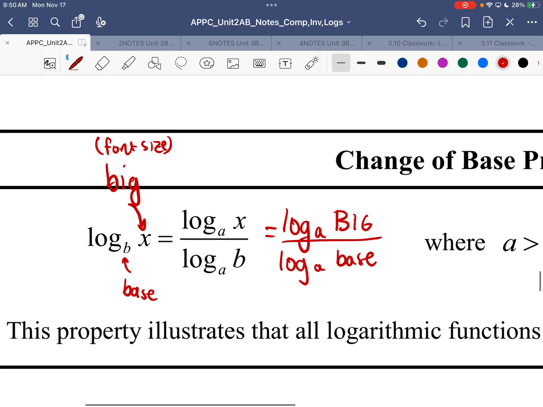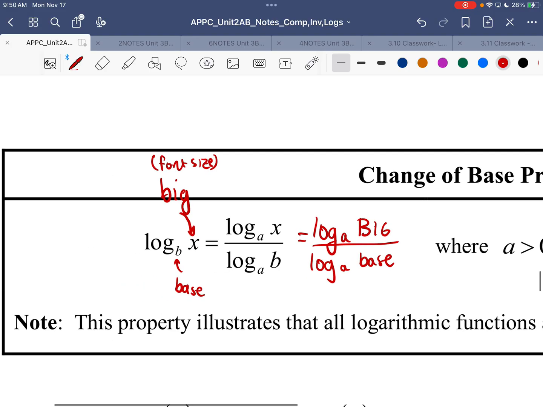And A can be anything. This is also in a lot of math competitions. In math competitions, they do the change of base a lot and you can make it be whatever you need it to be. So if you need it to be an ln, log base e, you could say ln x over ln b.